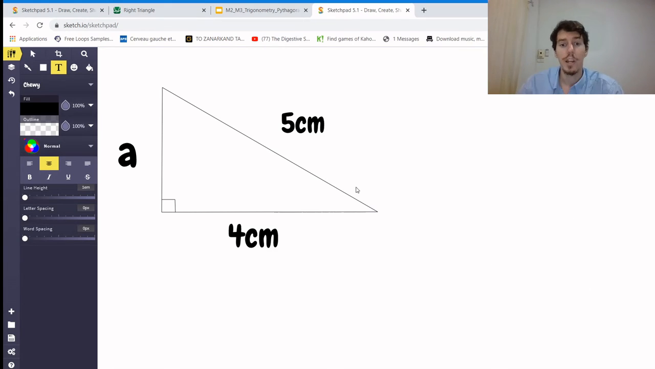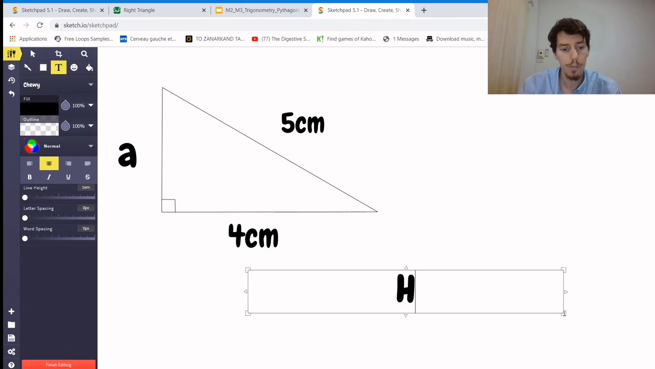Okay, guys, so we're back here. We have a right triangle. This is the hypotenuse. Here, the hypotenuse is 5 centimeters, and then we have the adjacent side and the opposite side. One is 4 centimeters, the other one is a. We want to know how much a is.